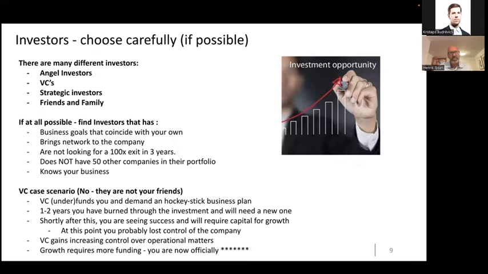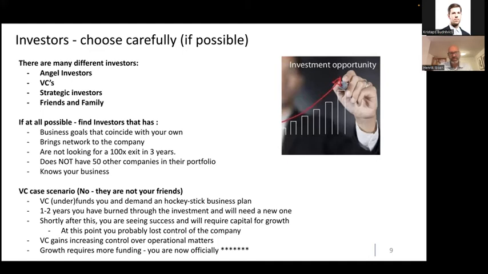Their business is to make you profitable, and they just do that by applying pressure. So strategic investors are definitely a way to go. You probably won't be able to avoid VCs at some point, but I will advise you to be aware that VCs are not your friends. They have money and they can fund you, but most likely they will underfund you. Expect a hockey stick business plan. And after a couple of years, they will make sure that you burn the invested money fast.